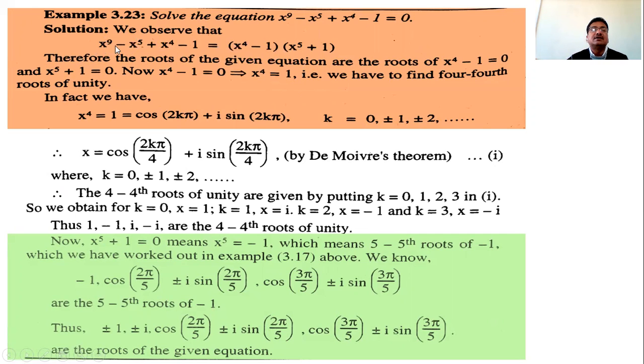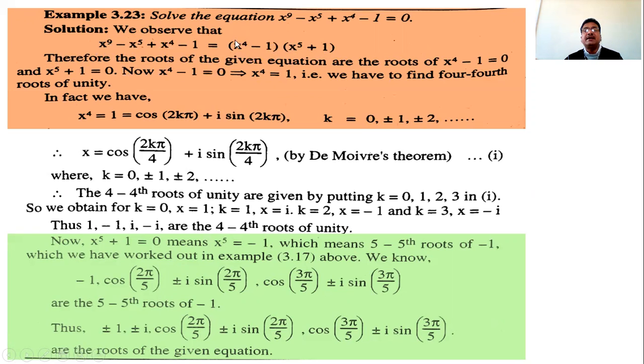First, factorize x raised to 9 minus x raised to 5 plus x raised to 4 minus 1. For this factorization, take x raised to 4 common from the first two terms, so we have x raised to 4 in bracket, x raised to 5 minus 1, and the remaining terms x raised to 4 minus 1. Take x raised to 4 minus 1 as common. So we get x raised to 5 plus 1. So this is the factorization.